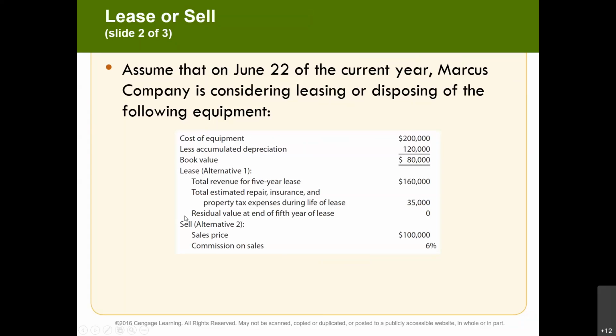So looking at this information, what do you all think? Would you want to lease or sell this equipment? What do you think? Sell. You want to sell it? Why? I want to sell it because it's not a long-term asset.